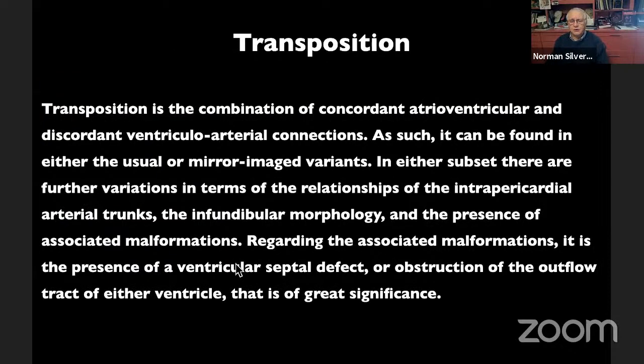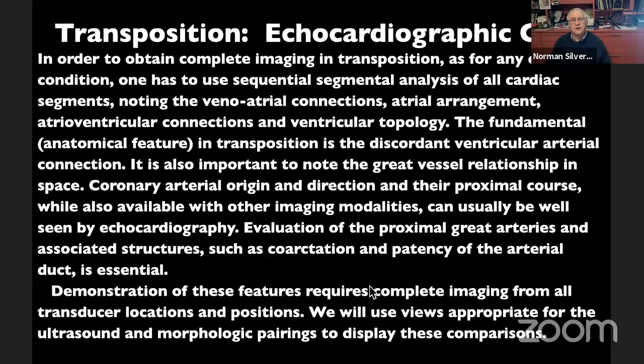So what is transposition? It's a combination of concordant atrioventricular and discordant ventriculoarterial connections. As such, it can be found as either the usual or mirror image variants. Within either subset, there are further variations in terms of the relationship of the intrapericardial trunks, the infundibular morphology, and the presence of associated malformations. Regarding the associated malformations, it is the presence of a ventricular septal defect or obstruction to the outflow tract of either ventricle that is of great significance.